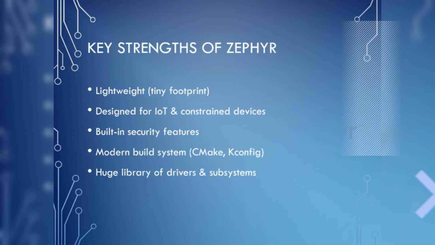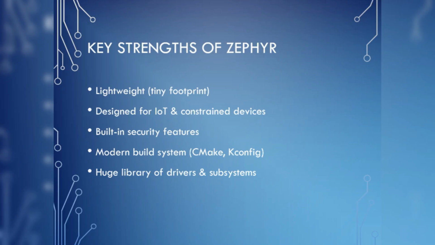Key strengths of Zephyr. So, why is Zephyr gaining so much popularity? It's extremely lightweight, suitable for very small MCUs. It's security focused, following industry standards and best practices. It has a modern build system built around CMake and Kconfig. It supports a rich library of drivers and subsystems. And most importantly, its device model and configuration system make large projects easier to manage. Zephyr is powerful but also modular. You only include what you need.